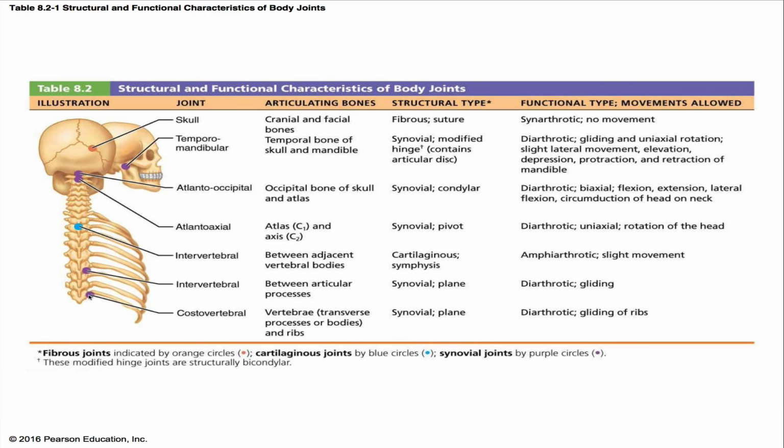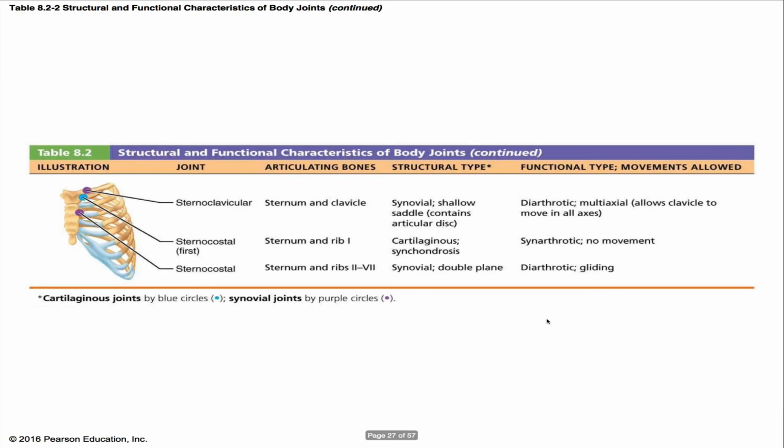So in other words, we're talking about the bones of your ribs and the vertebrae where they come together, the transverse process or bodies. You have a synovial plane. This is also a diarthrotic joint, where in other words you have slight gliding of the ribs taking place here.